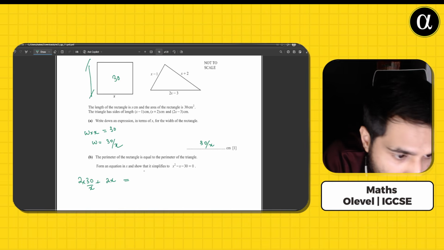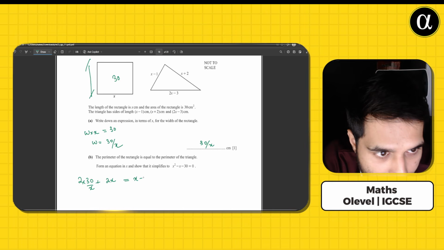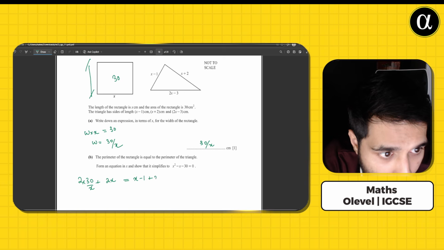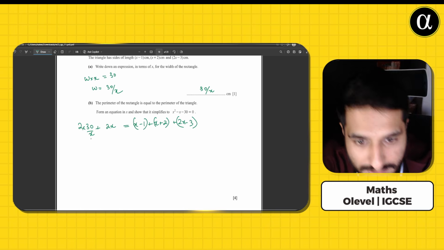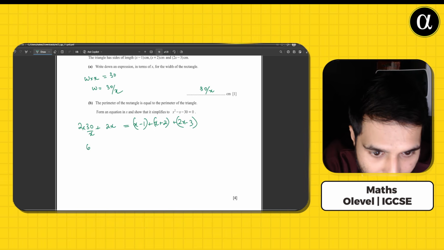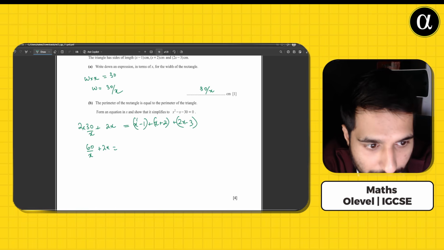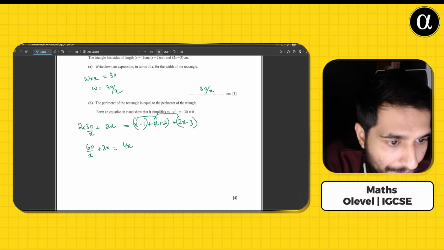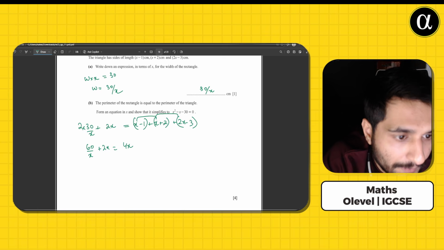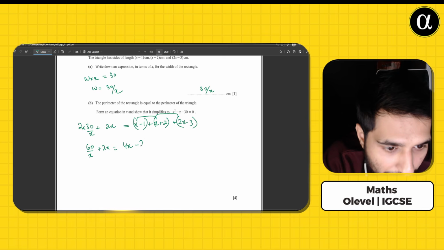We're done with the rectangle. Now we add the triangle. It's going to be x minus 1 plus x plus 2 plus 2x minus 3. We add all the three sides, and then this would result in what? It's going to be 60 over x plus 2x is equal to x plus 2x is going to give us 4x, and then plus 2 and minus 4, that's going to be minus 2, right?